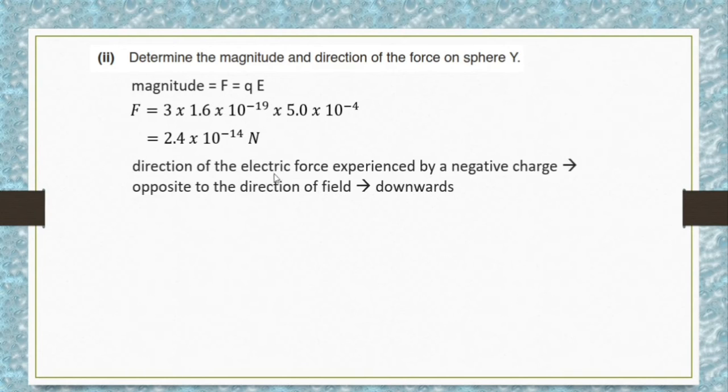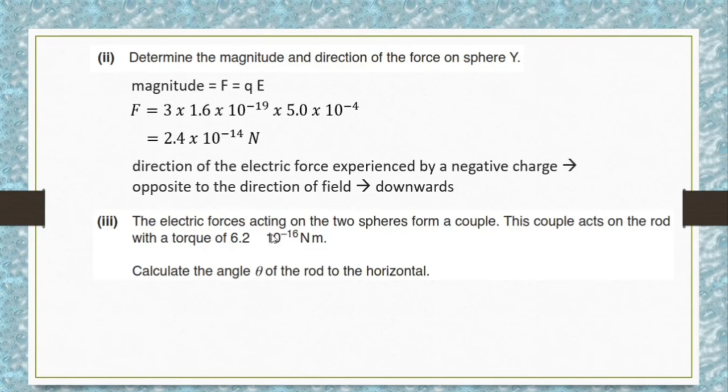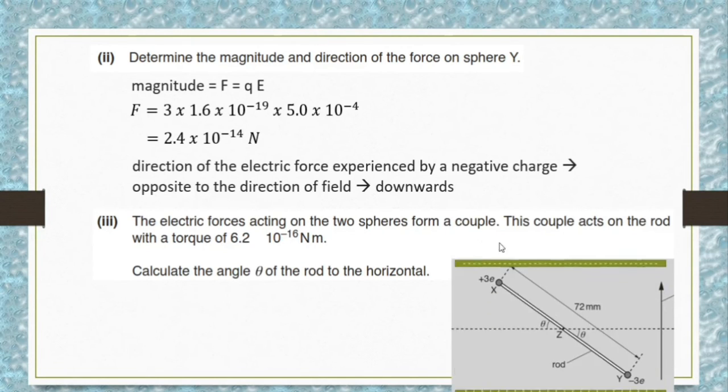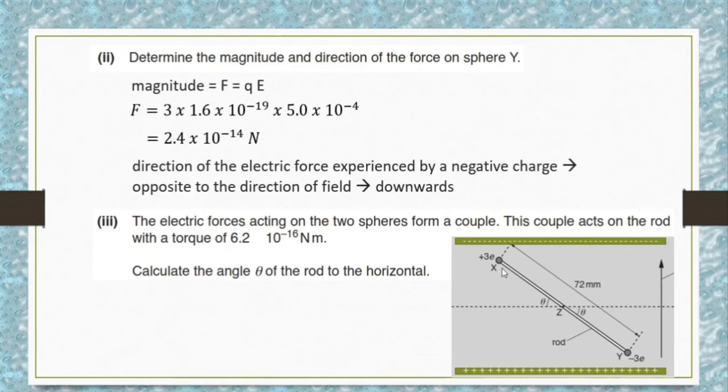And the direction of the electric force experienced by a negative charge, because sphere Y is a negatively charged particle, will be opposite to the direction of the field. So if the direction of the field is upwards, then the direction of the electric force experienced by a negative charge will be downwards. The electric forces acting on the two spheres form a couple. This couple acts on the rod with a torque of 6.2 times 10 to the minus 16 newton meter.